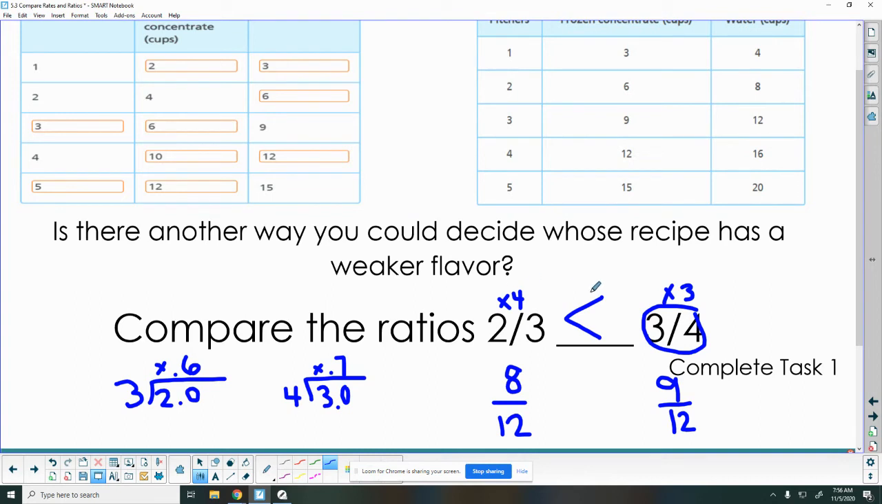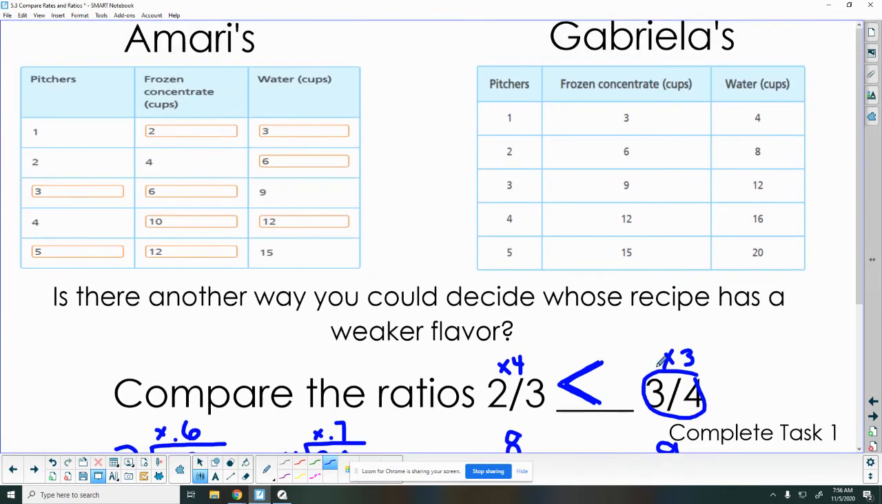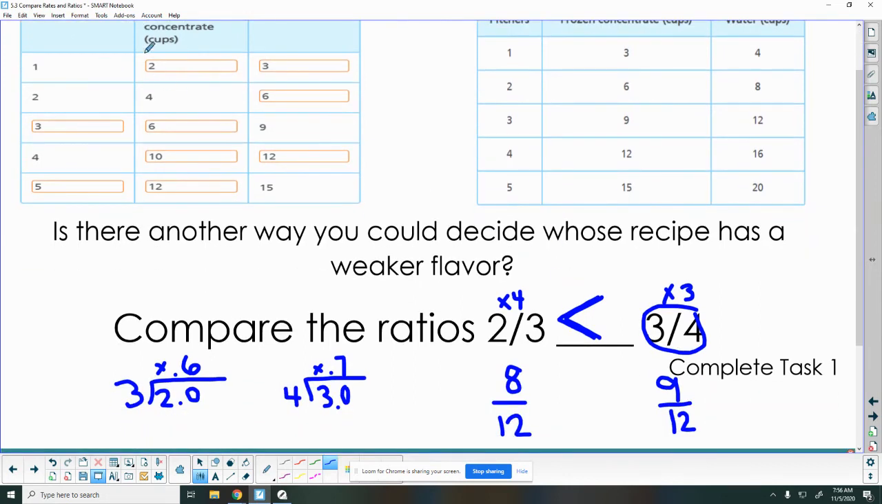0.7 is bigger than 0.6. So again, it's telling us that this flavor was stronger. Gabriella's flavor was stronger. Amari's flavor was weaker. So you can either find a place that is the same, or you can just compare their basic ratios.